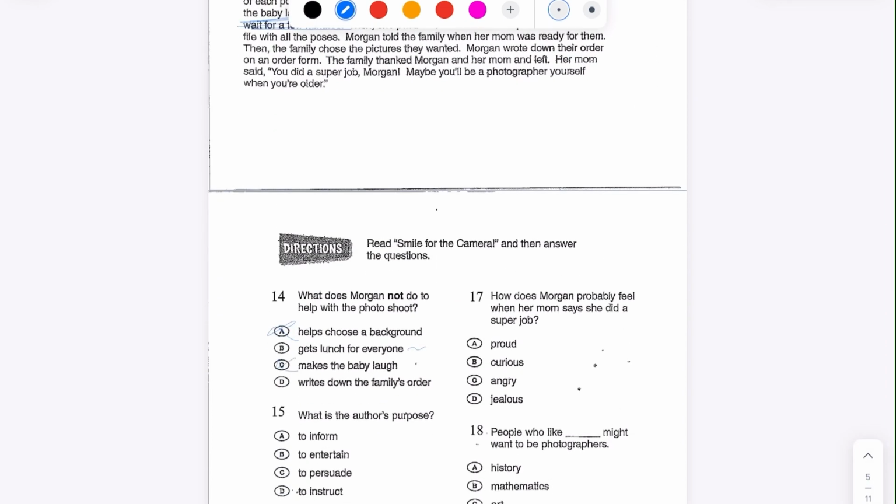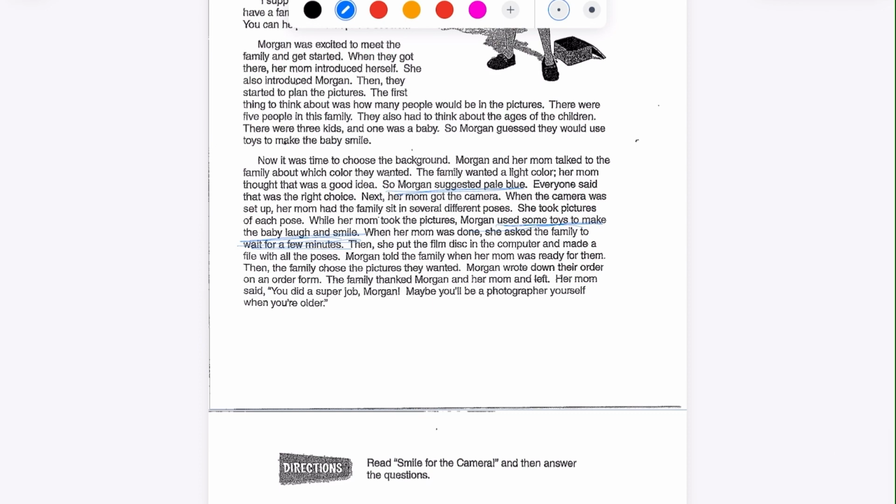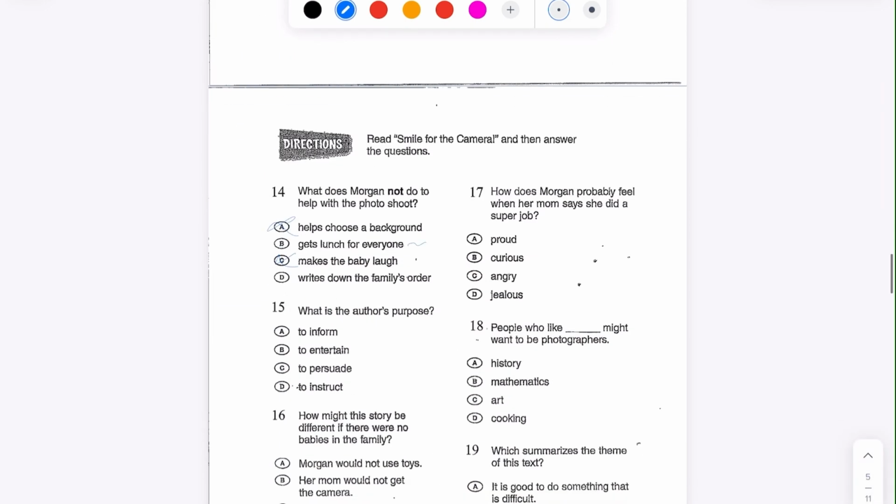We can eliminate choice C. And for choice D, we want to write, does she write down the family's orders? And again, yes, she does. Morgan wrote down their order on an order form. So the answer has to be choice B. She doesn't get lunch for everyone.